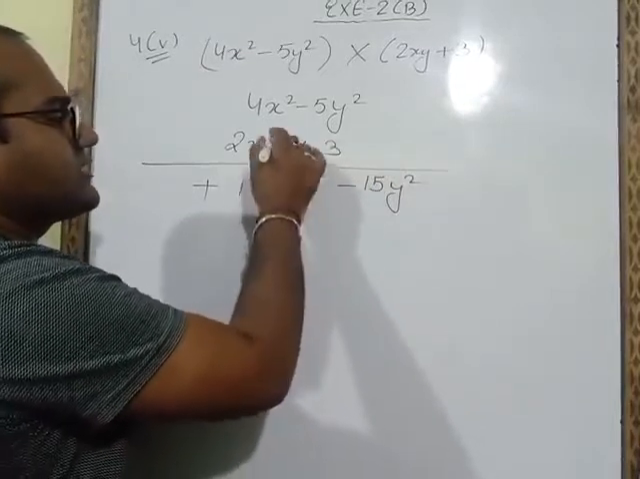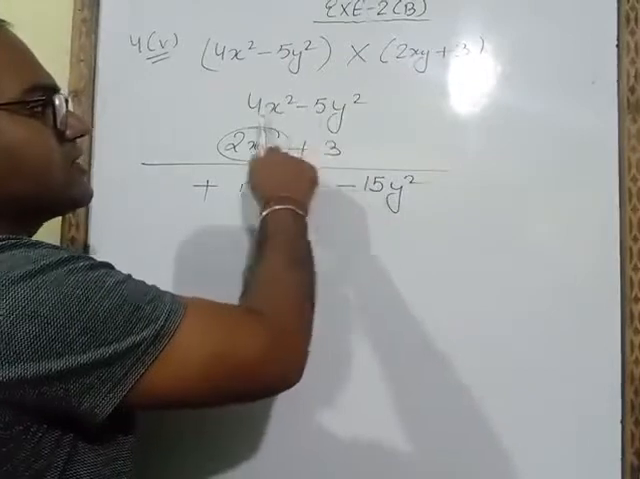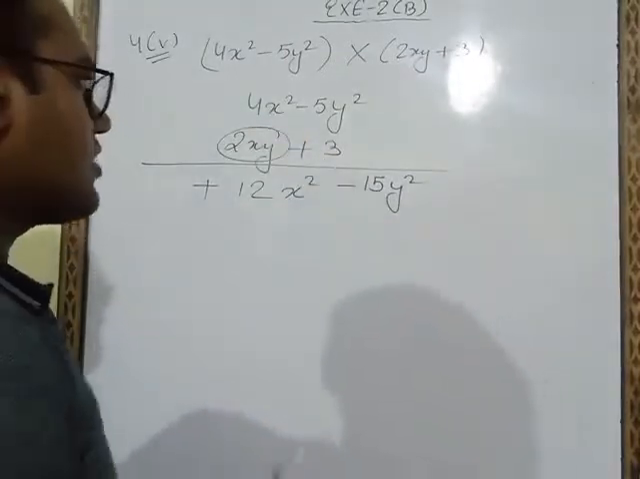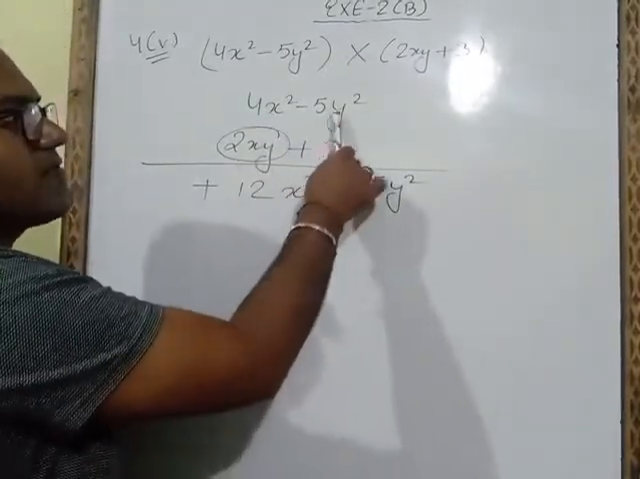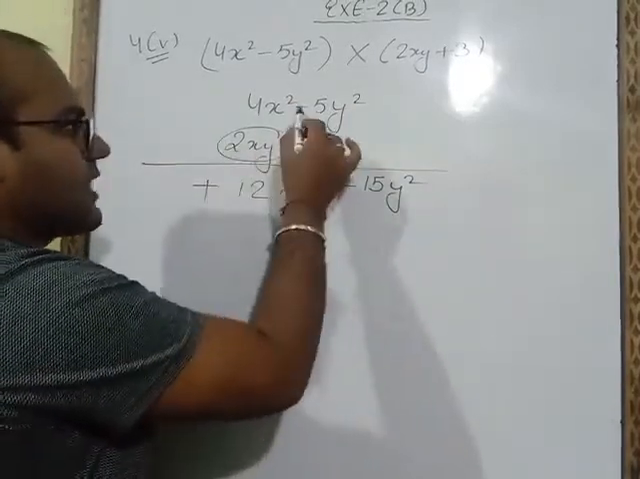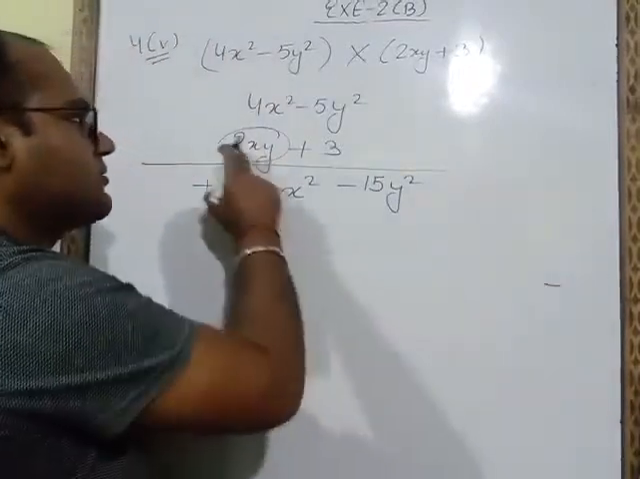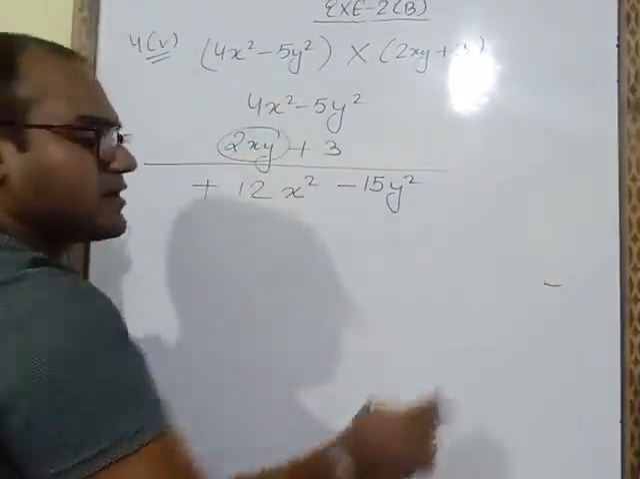Now we will take this 2xy. Now this 2xy multiplied with these two terms we have to do. So first of all we will multiply 2xy with 5y square. So first of all we will do sign. Plus minus minus. In the rough we will write first. Plus minus minus. Now signs are over.